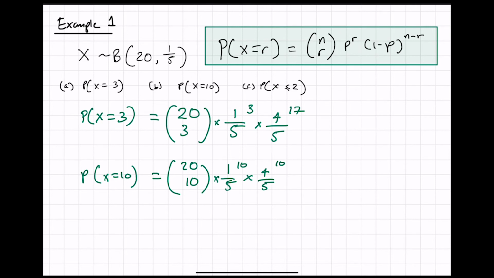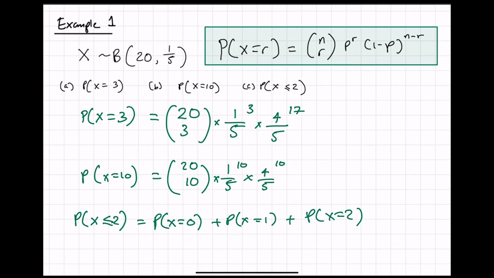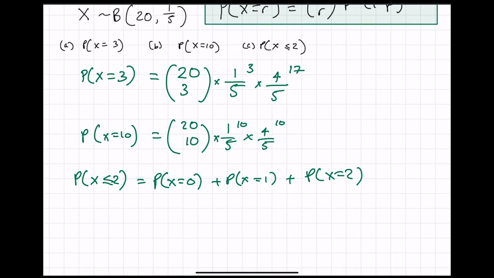The next one is also just as easy, but you just need to break it down a bit. So the probability that X is less than or equal to 2 is the probability that X is 0, plus the probability that X is 1, plus the probability that X is equal to 2. That's it. And if you put all of those into your calculator, you will get your answer.